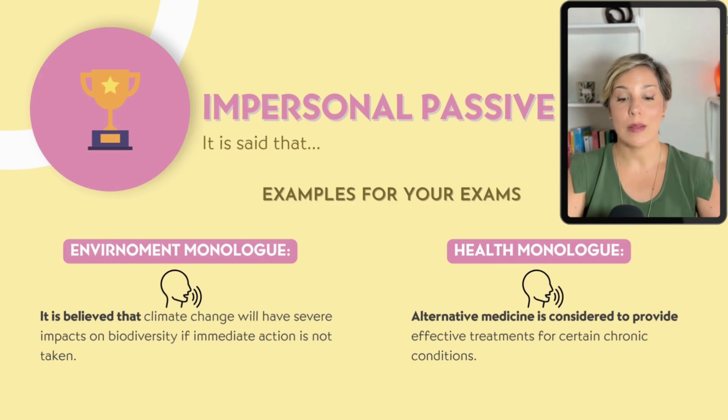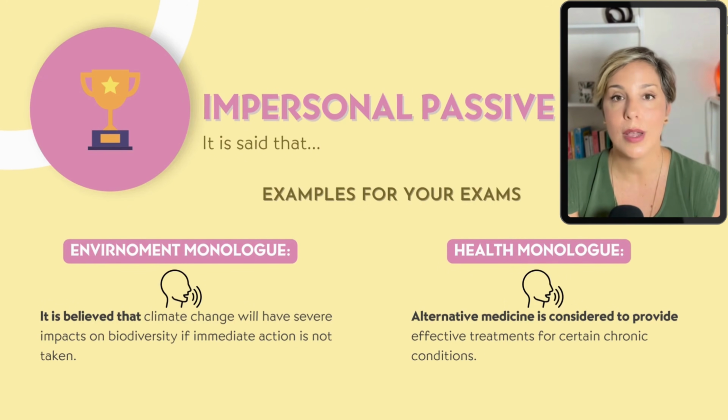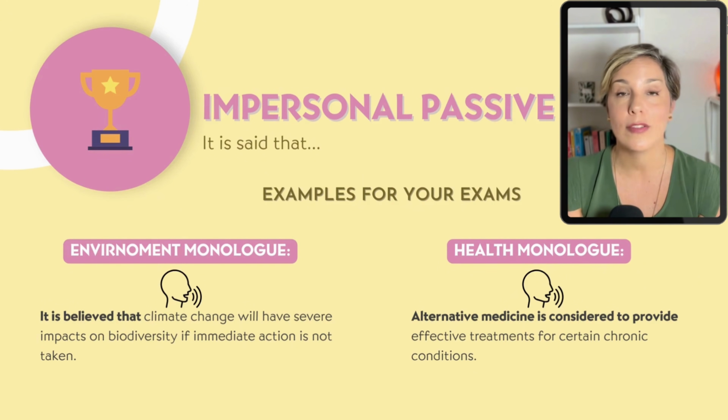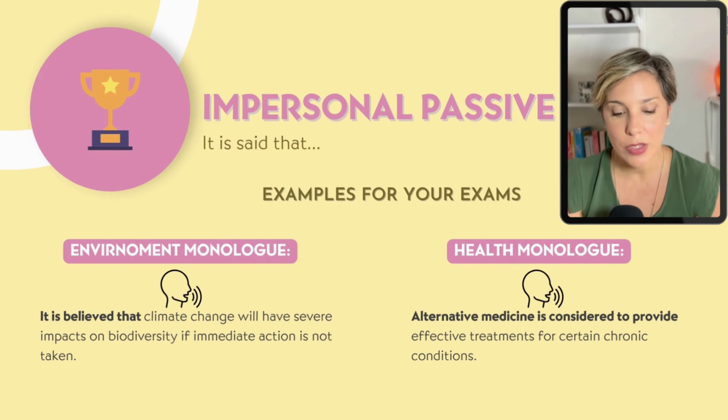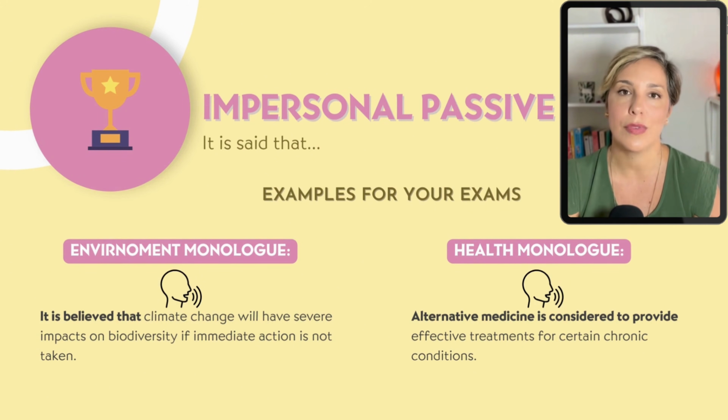And in your exams, when you are doing your speaking exams, for example, say that you have to face an environment monologue, you can say, well, it is believed that climate change will have severe impacts on biodiversity if immediate action is not taken. Again, it makes what you are saying sound professional, with some kind of scientific evidence in the background. So it's a really good idea to begin with an impersonal passive.